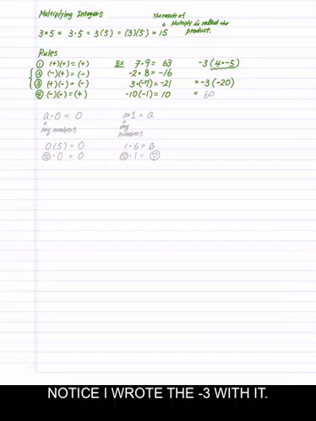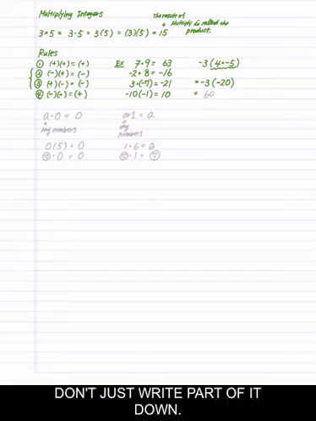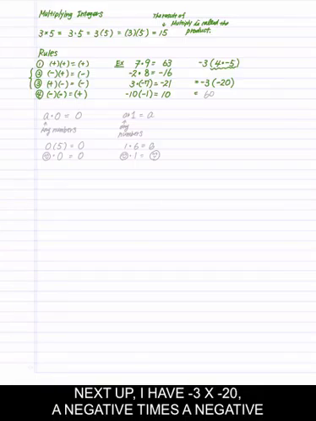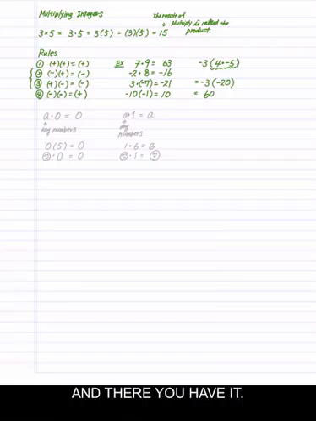Notice I wrote the negative 3 with it. You want to rewrite the entire problem each time. Don't just write part of it down. Next up, I have negative 3 times negative 20. A negative times a negative is going to give me a positive 60 in this case. And there you have it.